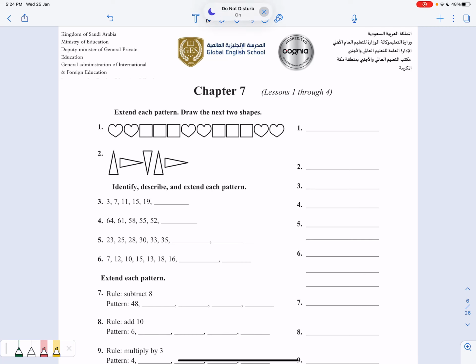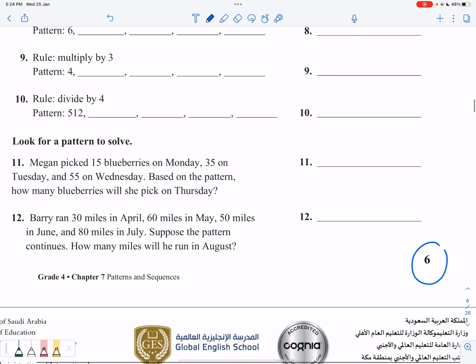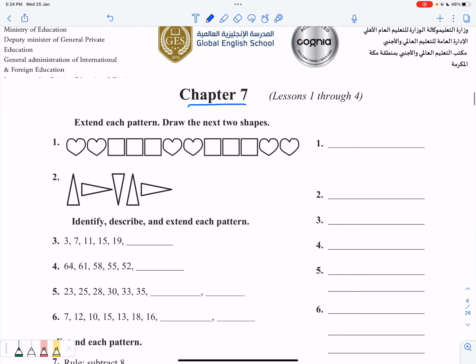Hello, in this video we're gonna practice on chapter 7 using the booklet sheet. So let's start. This is the first page, it's page 6. So let's begin with page 6 with this question. It says extend each pattern, draw the next two shapes. So it wants us to extend that pattern and to draw the next two shapes.